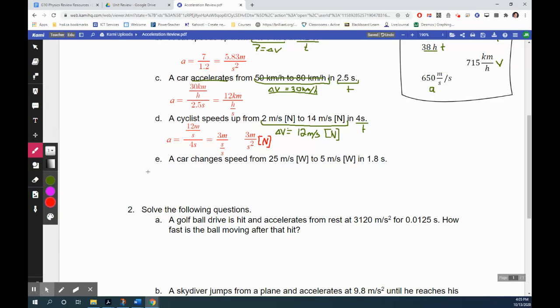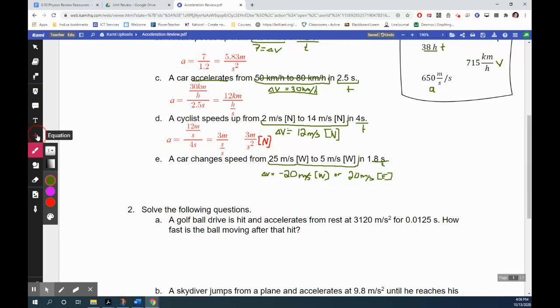Now that's where this one gets a bit tricky. A car changes speed from 25 meters per second west to 5 meters per second west. This is a change of 20, but it went down 20, so I make this negative. The change in velocity is negative this time, 20 meters per second west. You could write this as positive 20 meters per second towards the east. This is the same thing. Whichever one you like better is good. And of course, this is our time.